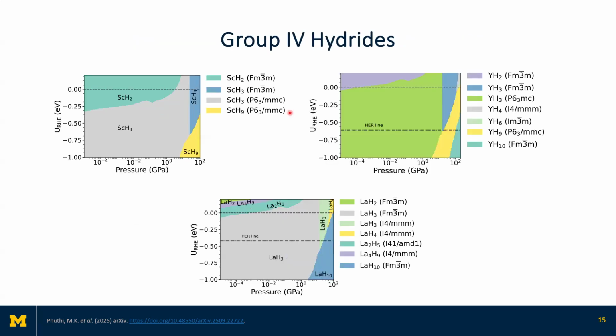So when we look at them together, we can start to see some trends. These are all group 4 metal hydrides. Basically the trend that you see is that as you go down the group, you more readily form higher hydrides, whether that's by applying an electrochemical potential or by applying a pressure. So lanthanum is the easiest to form hydrides, followed by yttrium, followed by scandium. Right, so there's a trend there.